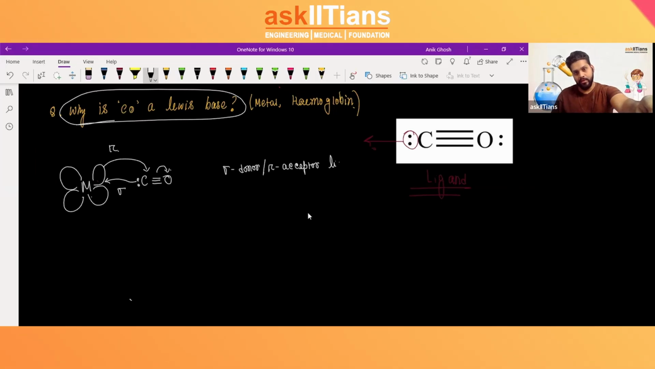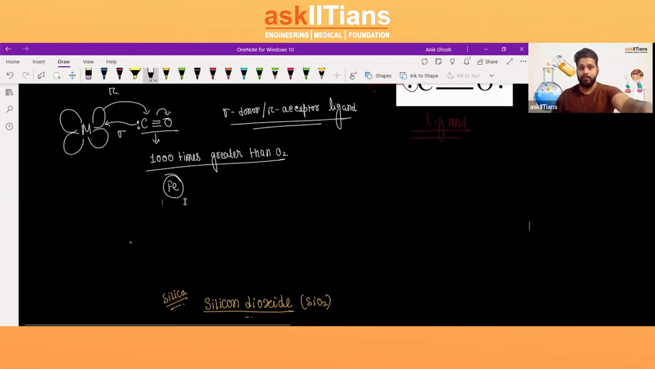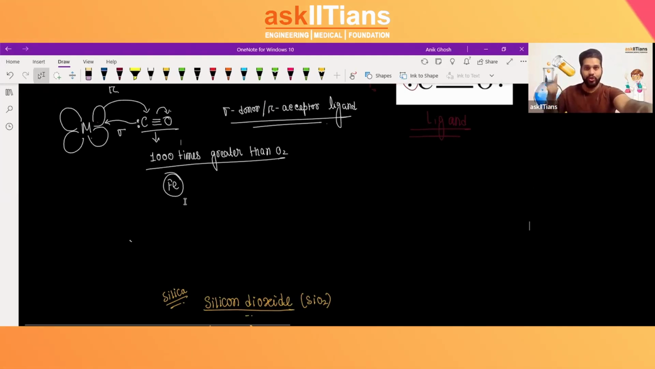Pi acceptor ligand. That's why it is called a sigma donor pi acceptor ligand, isn't it? Now, what actually happens is carbon monoxide's binding tendency is near about 1,000 times greater than oxygen. Acha, binding with whom? Binding with iron. It's near about 100 times to 1,000 times. So it depends on the concentration. It is that much enhanced, I should rather say, right?